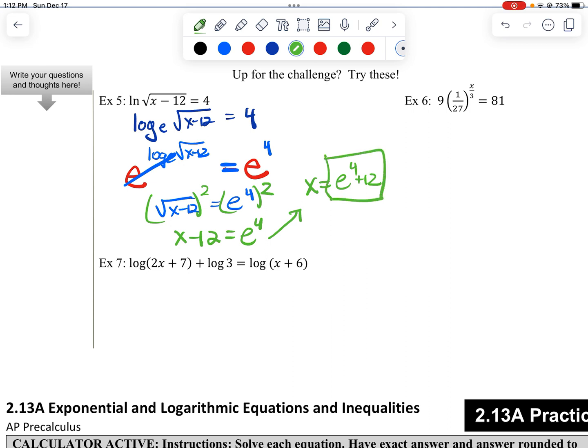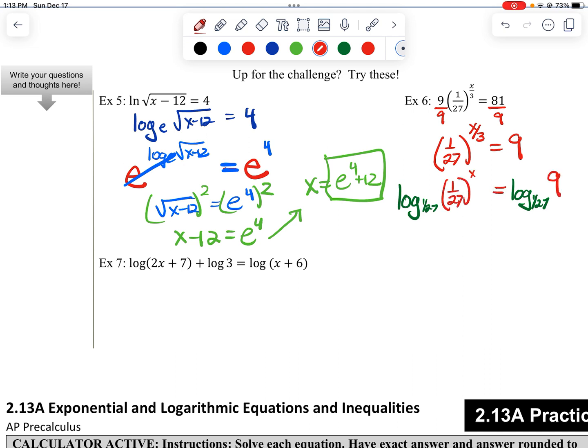Okay, so this next one, let's see. Well, we got to get the exponent by itself, so divide by 9, divide by 9. So 1 over 27 to the x divided by 3 equals 9. We'll get rid of an exponent with a base. So log base 1 over 27 on each side. That seems kind of tricky, but we can still do it even though it's a fraction. Log base 1 over 27 of 9 equals 1 over 27 of x to the 3rd.